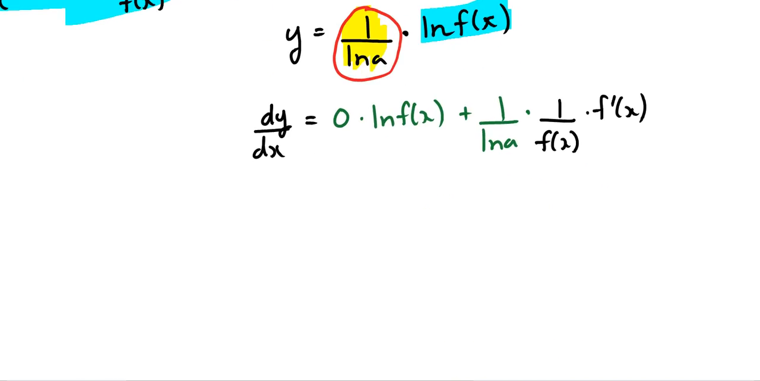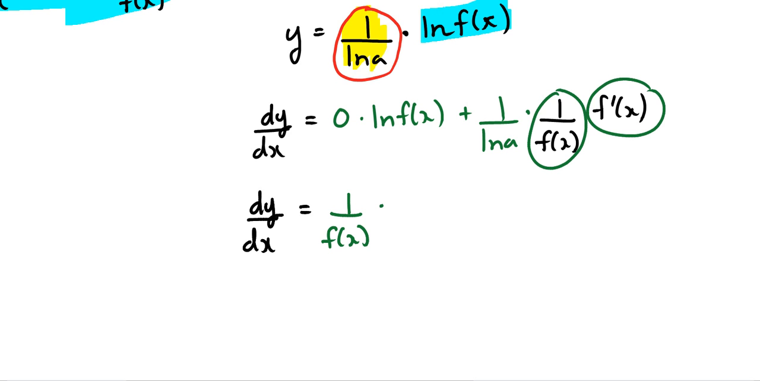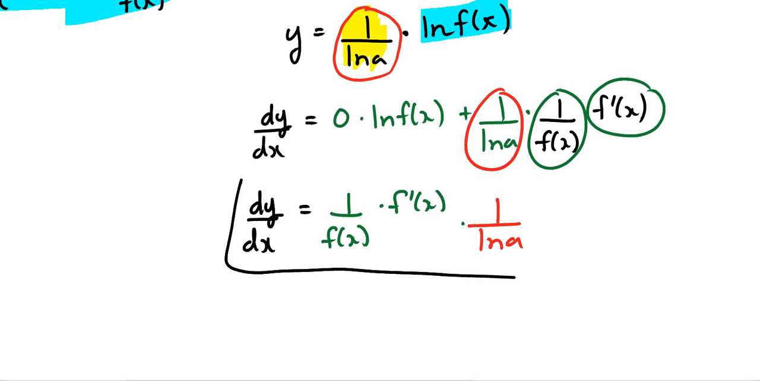Now if I go ahead and clean this up here, this is going to be dy by dx. Just rearranging the terms here, I'll put this part in front, so that'll be 1 over f of x times f prime of x, so I'll put that part next. And then I'll put the constant at the very end, which is 1 over ln a, and that's just this part right there. Okay, so there it is. There is the final proof of taking the derivative of a logarithm of any function.